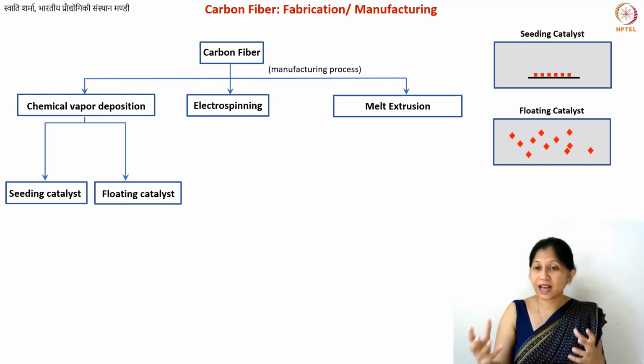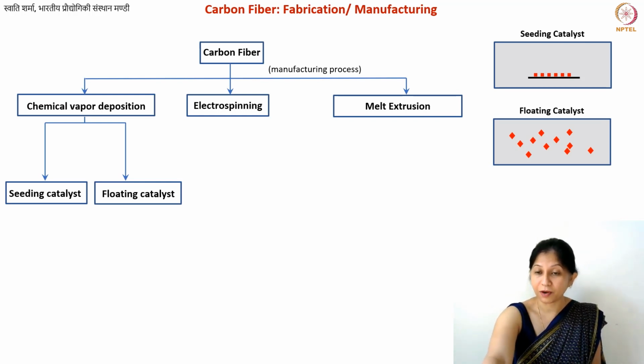So both of these have advantages and disadvantages, and also one of them is a batch process, and in the case of floating catalyst, you can also have a continuous process. You can also have bulk manufacturing. So these are the two types of vapor grown carbon fiber manufacturing.